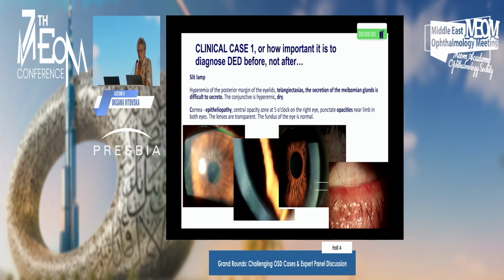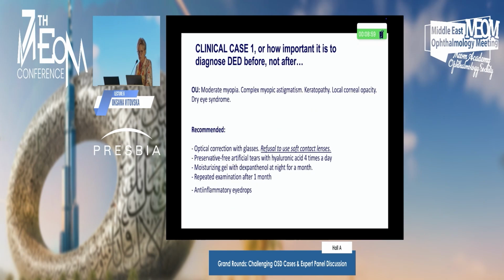During slit lamp examination, we could see hyperemia of the posterior margin of the eyelids and telangiectasia. Secretion of the meibomian glands is not good, and we can see hyperemia of the conjunctiva and its dryness. The cornea demonstrates epitheliopathy, a central opacity zone, and also some punctate opacities in the periphery. The lenses are transparent and there are no changes on the fundus.